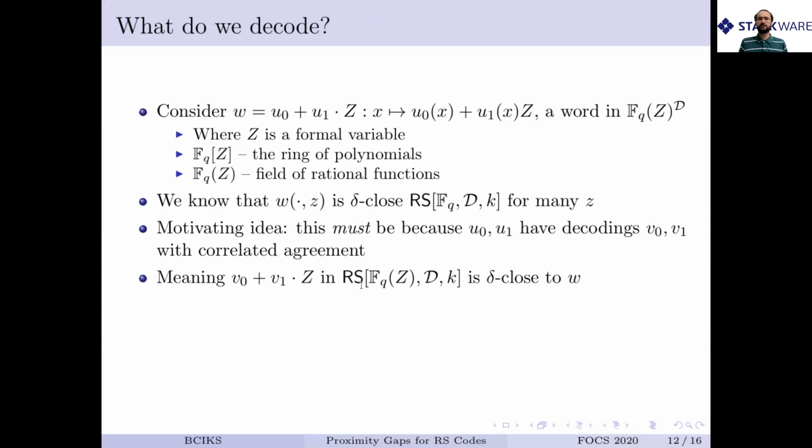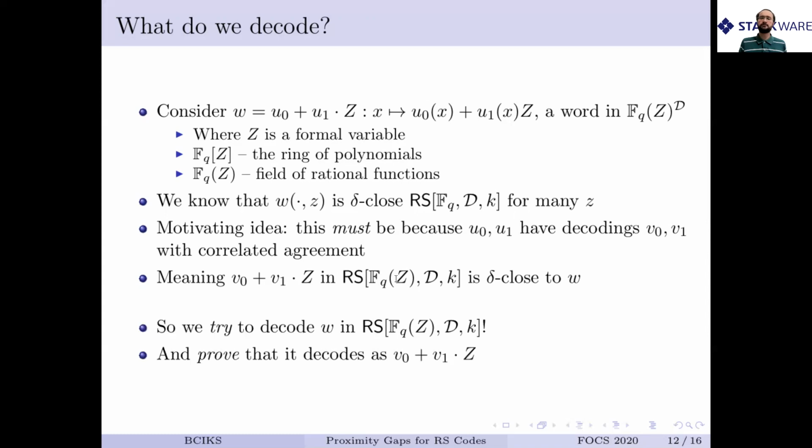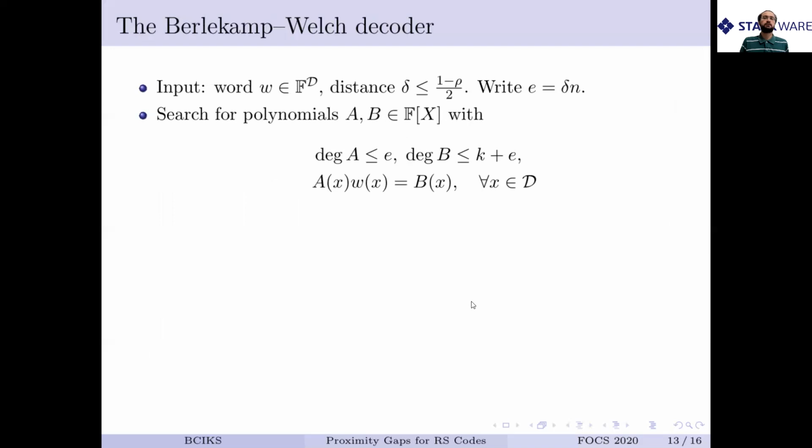And if this is the case, if W is delta close to a code word in this space, then that means that we can try to run the decoder on it, and it should work in this case. So that's what we do. We run the decoder and we analyze the results of the decoder, and we prove that it actually decodes as v0 plus v1 Z. And if it's able to decode that way, this is actually equivalent to there being a correlated agreement, which will give us the proof of the theorem. So let's get a bit more in depth about Berlekamp-Welch. How does it work exactly?